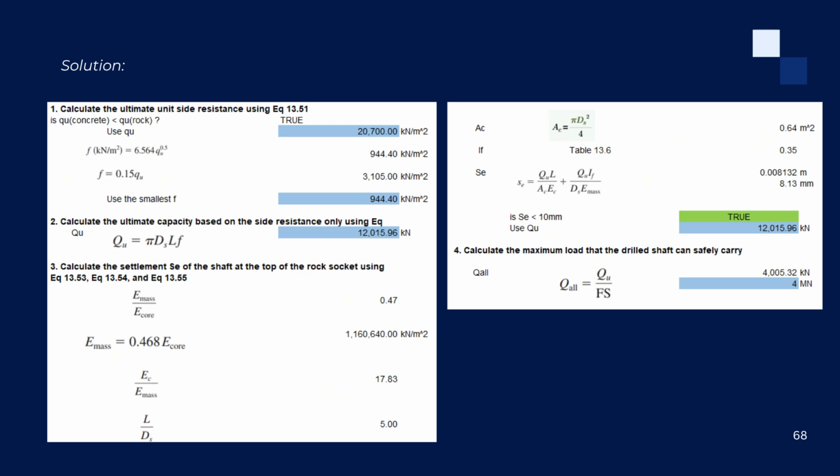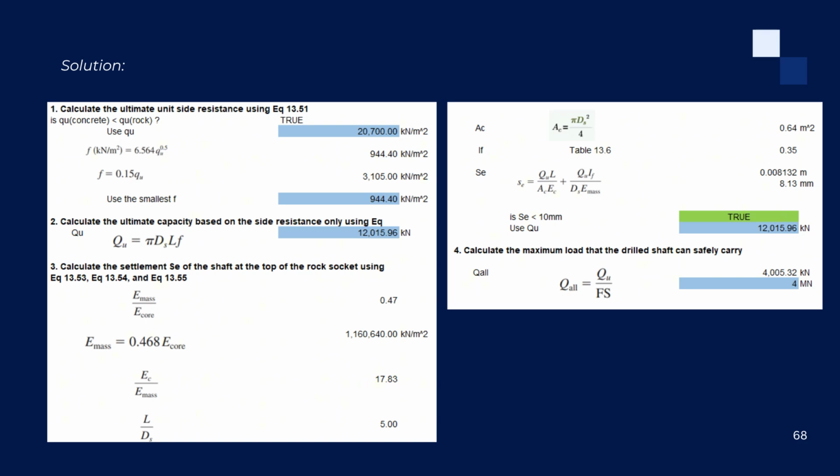Step 1. Calculate the ultimate unit side resistance. F is equals to 6.564 times QU to the power of 0.5. F is equals to 0.15 times QU. Step 2. Calculate the ultimate capacity based on the side resistance only. QU is equals to pi times ds times L times F.